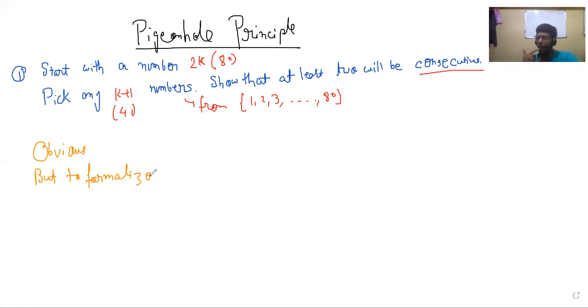But what are you doing? What's the meaning of even numbers? No, I'm not understanding. Try to say it again in a different way, maybe. So from the first 80 numbers, we are picking any 41 numbers. That's the thing. You want to show that you will end up picking two of them consecutive.